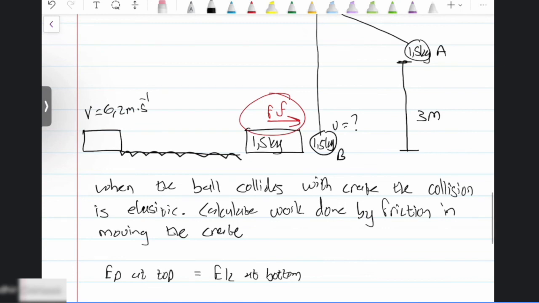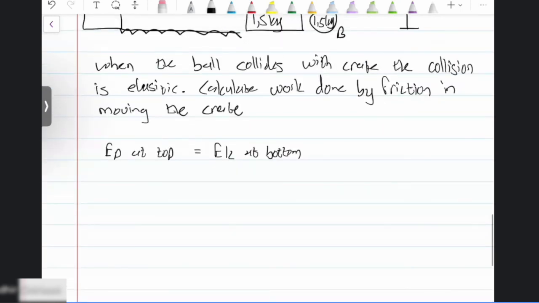Right, so here EP at the top is going to be mass times gravity times height. Here it's going to be a half mv squared. You know what, guys, I should rather get you into the habit of doing it like this: mechanical energy at A is equal to mechanical energy at B, because just now you always write that EP at top is equal to EK at the bottom. I don't want that to become a problem.